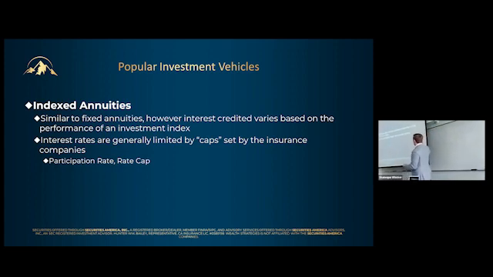Generally, and this is where it starts to come into play, interest rates are limited by caps set by the insurance company. So you'll hear something like participation rate. Oftentimes you might have an 80% participation rate. So the stock index goes up by 10%, but you only get 8 of that.